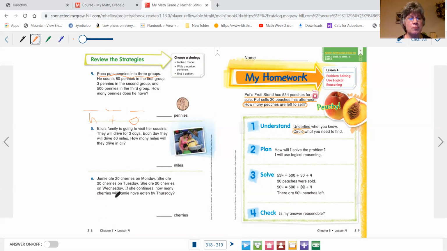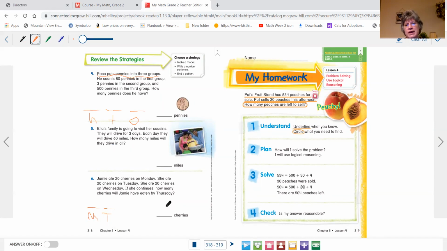Okay, on this problem, we have a girl named Jamie that's eating cherries, and it's going to tell you how many she's eating each day and see if you can figure out how many she has eaten by Thursday if the pattern continues. Now, on this one, instead of labeling like 100, tens, and ones, what I encourage you to do is to go ahead and still do your blanks, but label them as your days of the week so you can find the pattern. How many did she eat on Monday? How many did she eat on Tuesday, etc.? and that'll help you. All right.